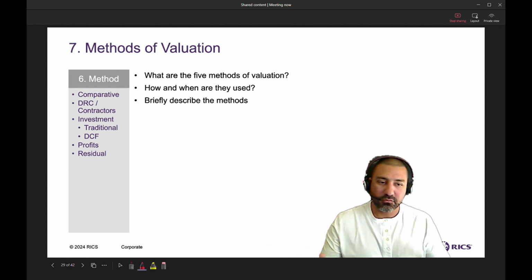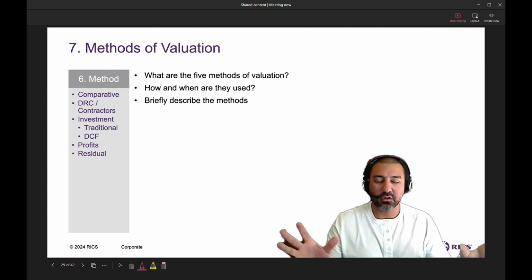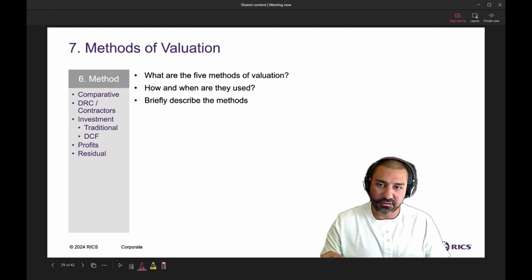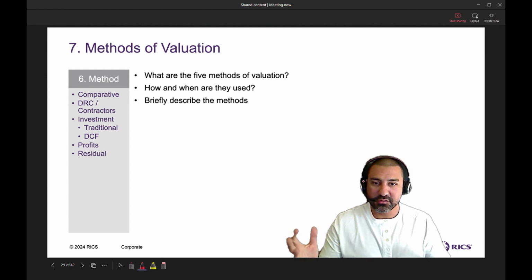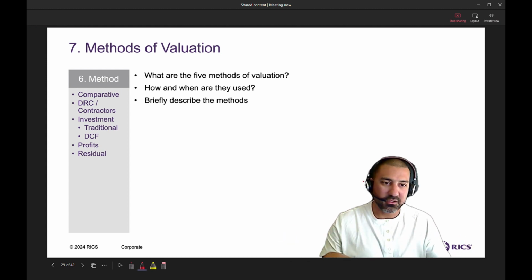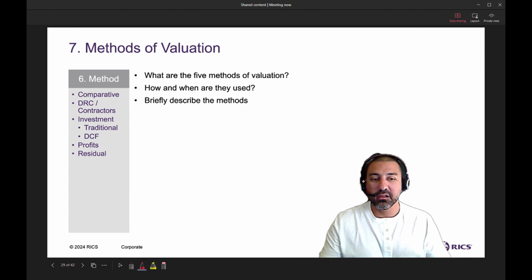The investment method, which is broken down into traditional and DCF. Traditional is broken down into the straight capitalization method, and term and reversion, or hardcore layered techniques. There are all kinds of techniques when it comes to these investment methods. There's the profits method, which could be on a capitalization basis or a DCF basis. Again, there are breakdowns of that. Then there's the residual method, which typically has 3 types: type A, B, and C.